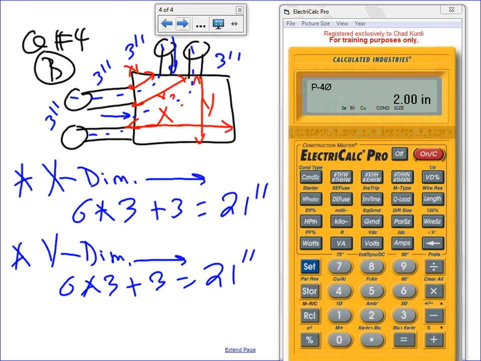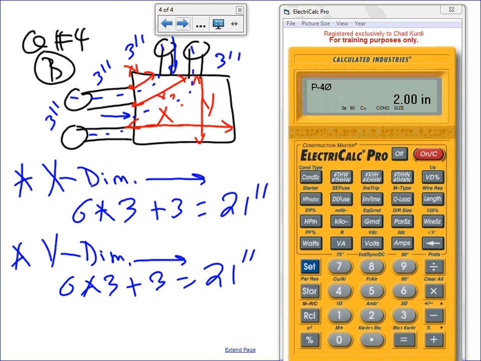Okay, you're right. You can do a U-pull, but it wouldn't change the answer. If you do a U-pull from here, it will be 6 times this plus this. Same answer. But when you use it for X and Y, you don't have any other pull. The conduit is already filled. We're sizing the box where the conduits are going to be terminated.